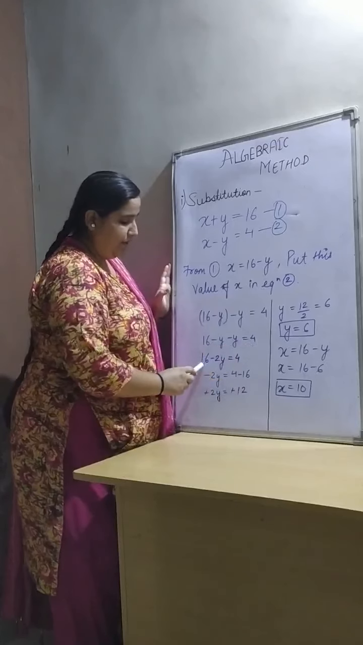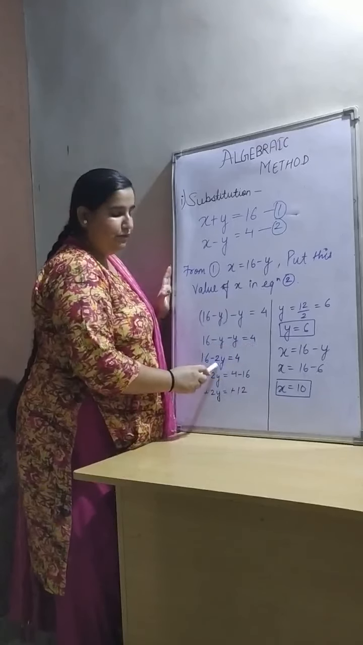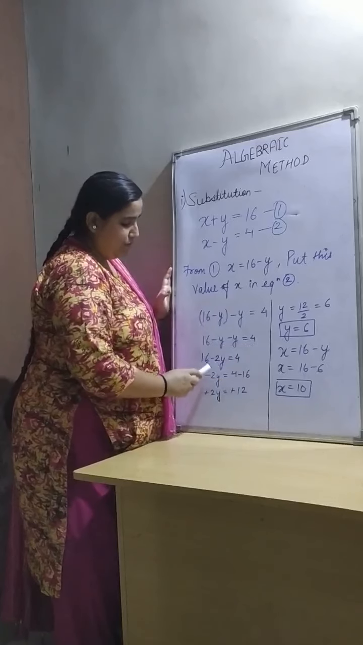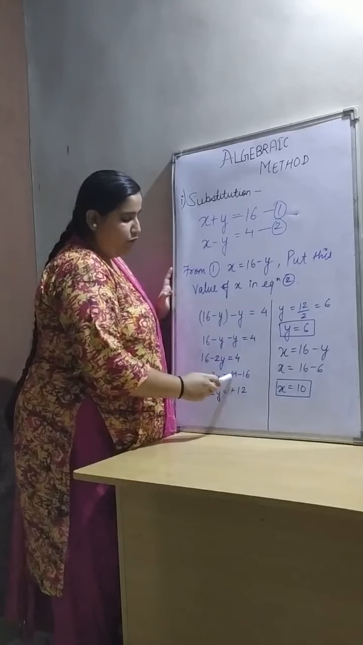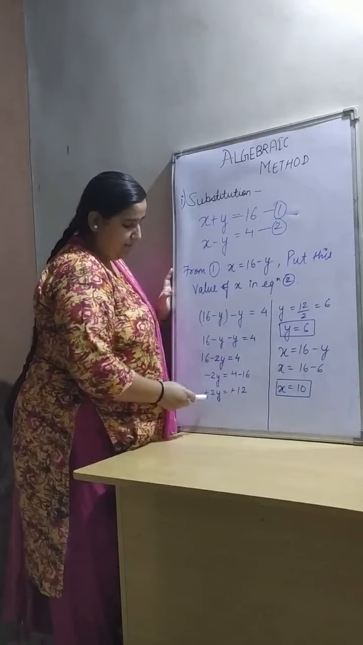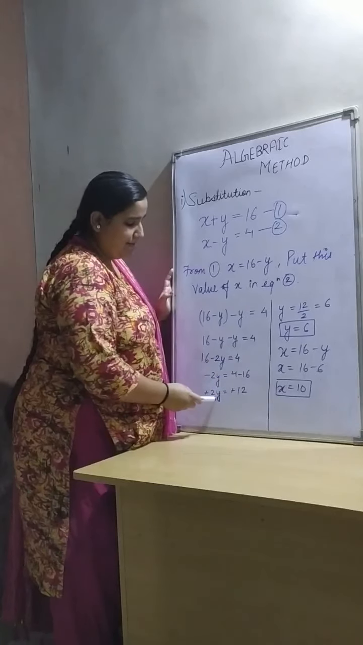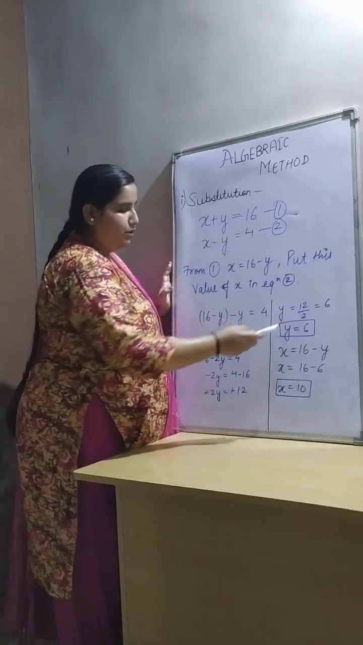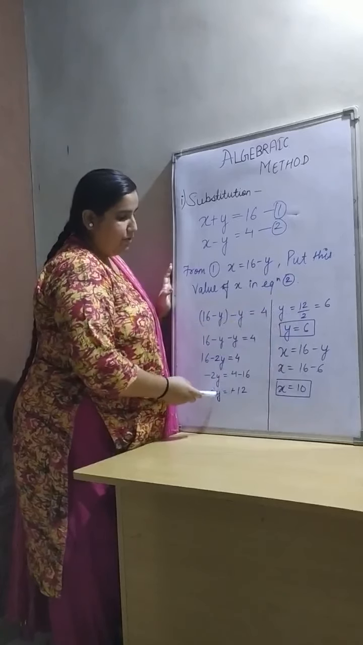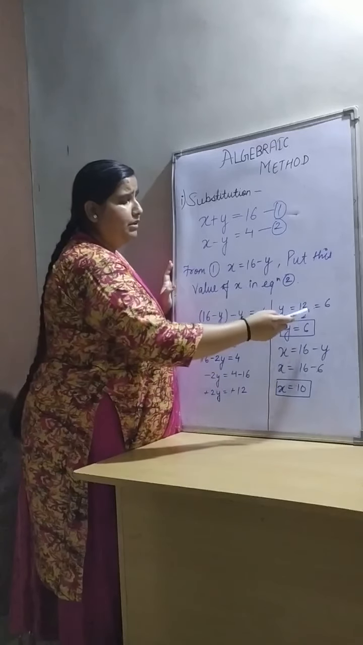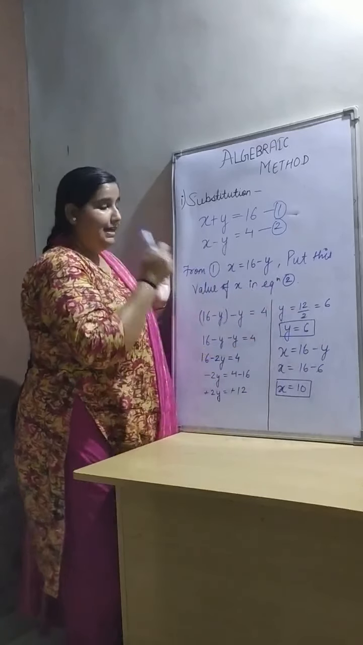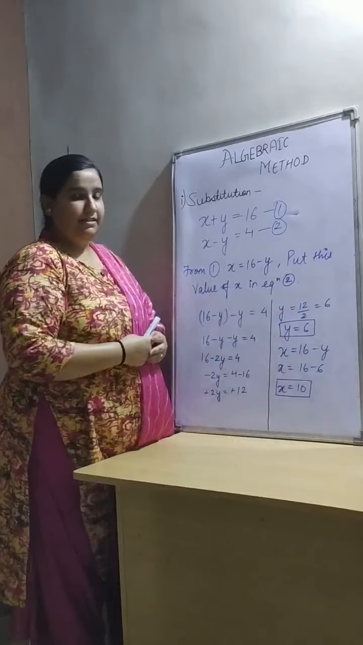So it has become 16 minus y minus y is equal to 4. When I solve it, it will become 16 minus 2y is equal to 4. I will take this 16 to the RHS. It will become 4 minus 16, and 4 minus 16 is minus 12. And this minus 2y, this minus will get cancelled. So y is equal to 12 upon 2. This multiplication 2 will go to the RHS in the division. It will become 12 upon 2, and the answer is 6. So the value of y is 6 here.